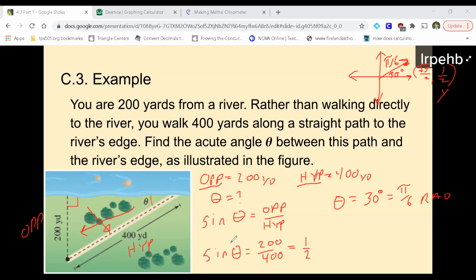But the other way you could get this is, if I want to get the angle by itself and get rid of the sine here, then all I have to do is take the inverse sine. So my angle will equal the inverse sine of a half. And if you type that into your calculator, you get 30 degrees.